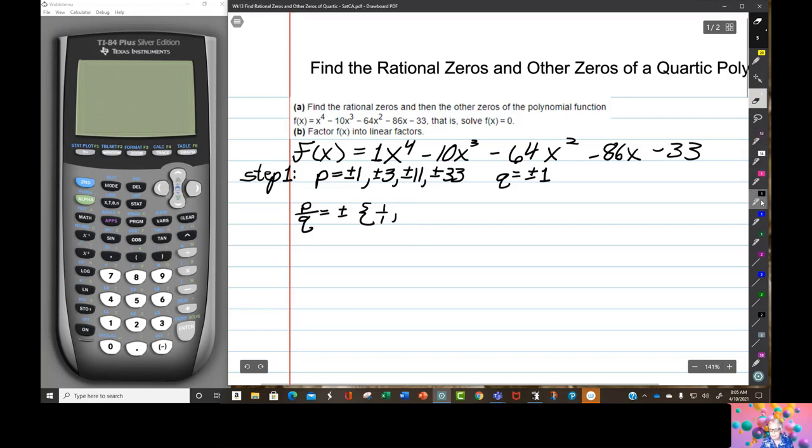So you're going to have the plus or minus out here: 1 over 1, 3 over 1, 11 over 1, 33 over 1. If there were more factors here, you would do that. But of course 1 over 1 is 1, 3 over 1 is 3, 11 over 1 is 11, 33 over 1 is 33. So the set of all possible rational zeros of f of x, if they exist, are going to come from this group. Actually, let me write it the way they do it in my math lab: plus or minus 1, plus or minus 3, plus or minus 11, and plus or minus 33.